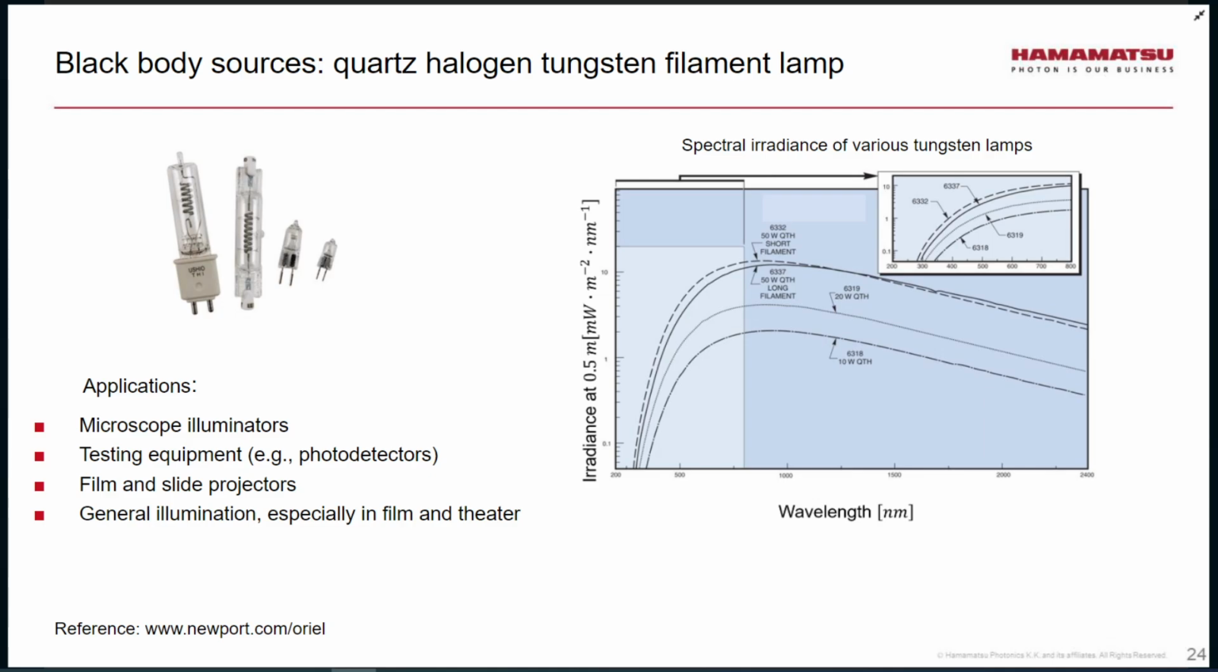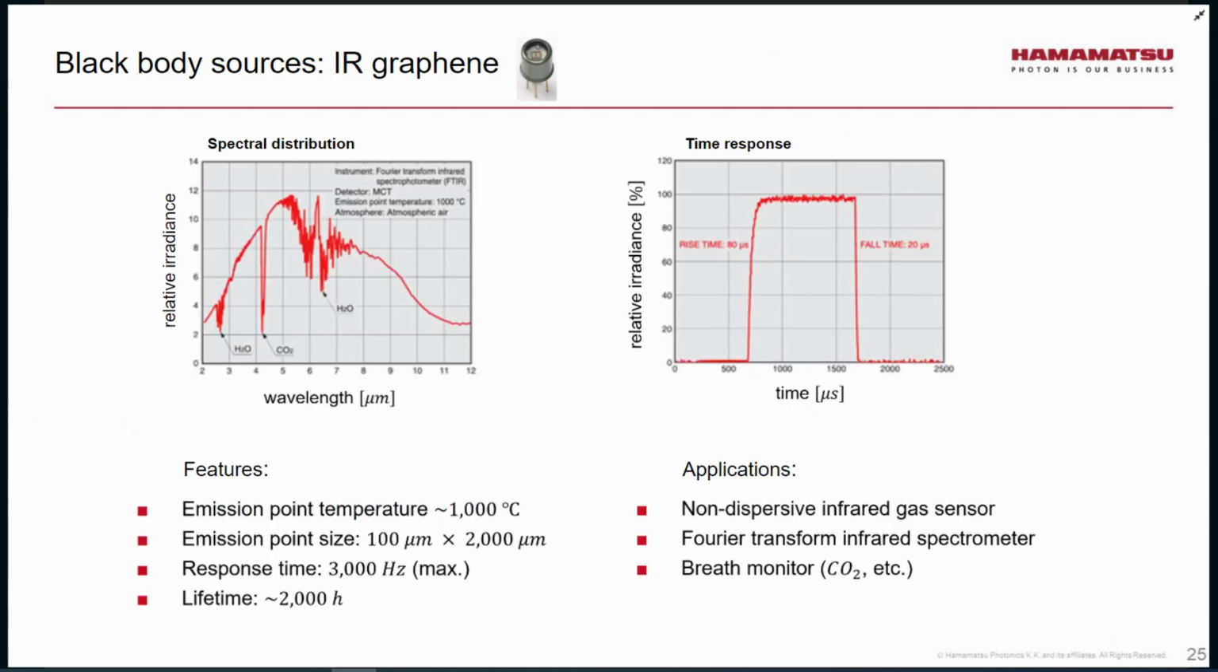One advantage of these sources is that the light produced can look similar to solar light, and therefore they are used for general illumination, like in movie theaters and other places. Please note that by varying temperature, I can have peak emission in different parts of the electromagnetic spectrum, like, for example, IR. And so this is an example of a black body source in IR made of graphene.